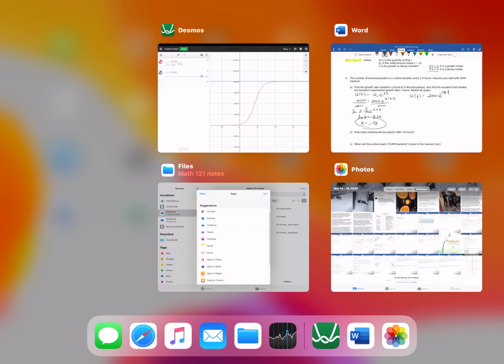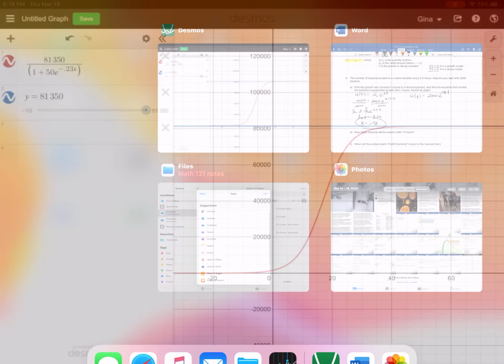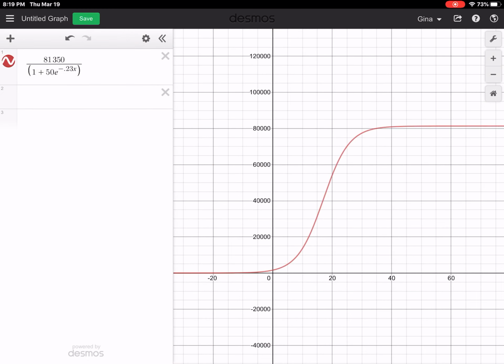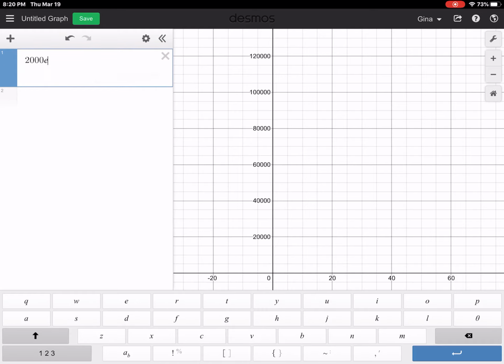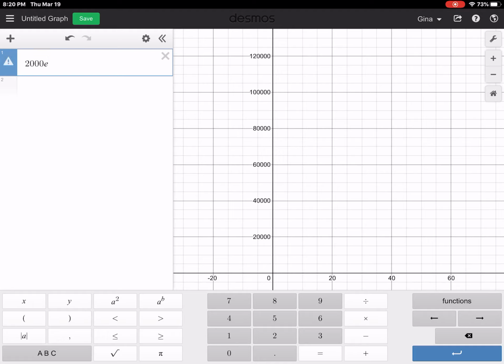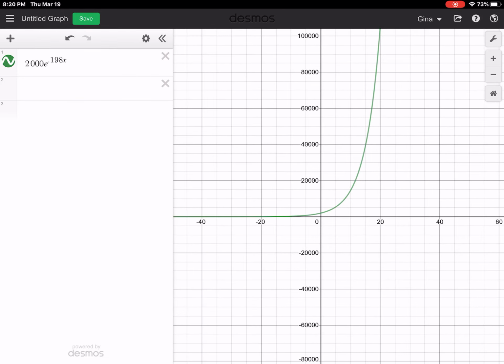Here we go. I'm going to try this Desmos app one more time for you. Okay, sketch the graph of the equation that we just found. So we have 2,000 times e raised to the 0.198 times, I'm going to use X here, and now this is your graph.